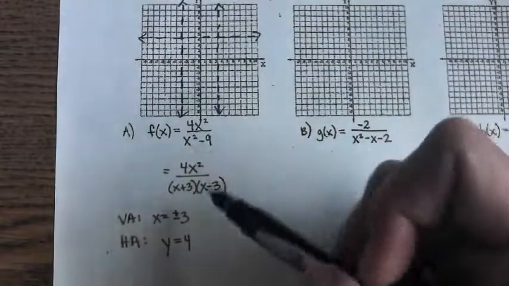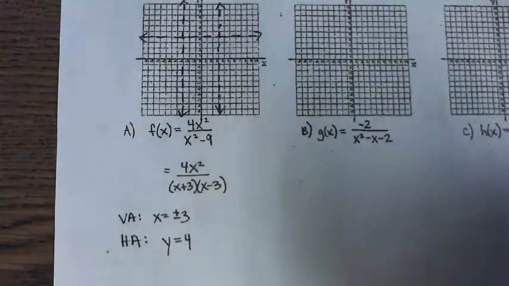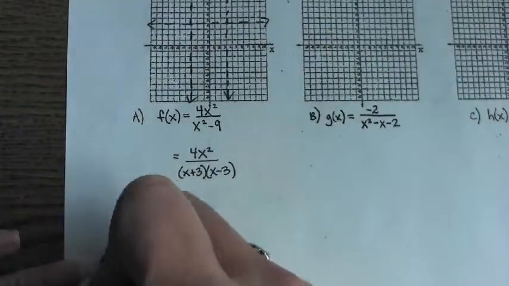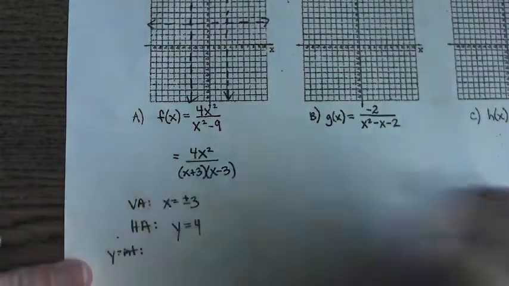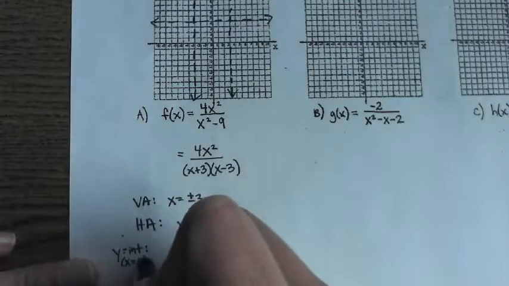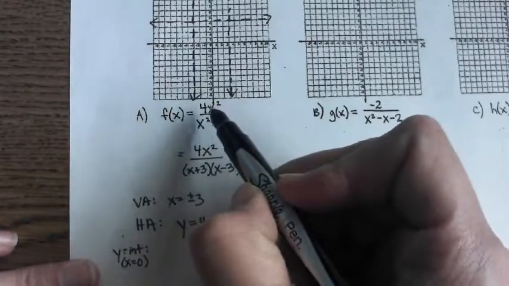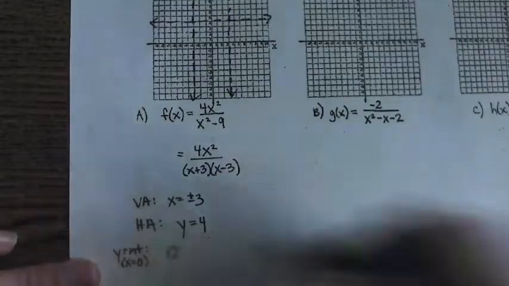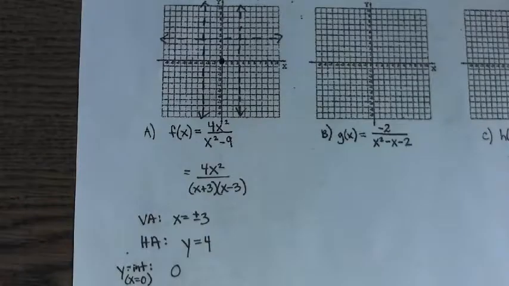So once we're done here, one of my favorite places to then go is to your intercepts, particularly your y-intercept. So if I want to find my y-intercept, I set x equal to 0, right? And if x equals 0, what does y equal? What's f of 0? If I plug in 0, I'm going to get 0 over negative 9. 0 divided by anything is 0. So my y-intercept is 0. Okay?